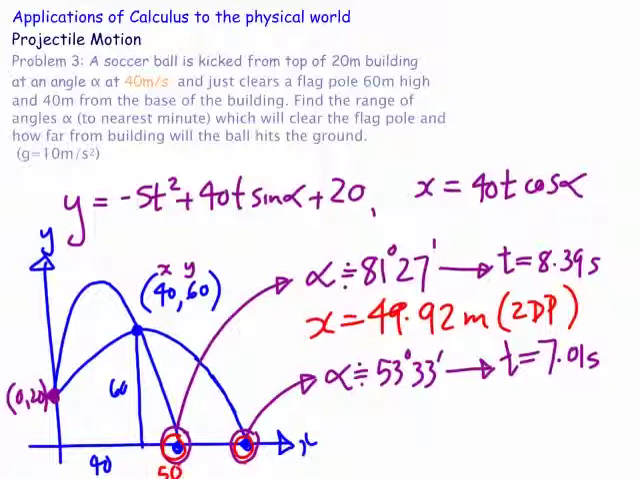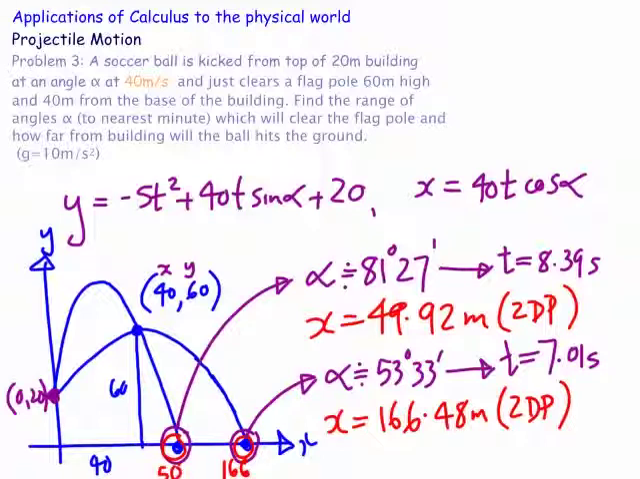That's the steeper angle. The other angle, 53 degrees 33 minutes, and the time of 7.01 seconds, will give us a displacement x of about 166.48 meters, to 2 decimal places. You can see that's landing down here at about 166. So now we have the displacements.